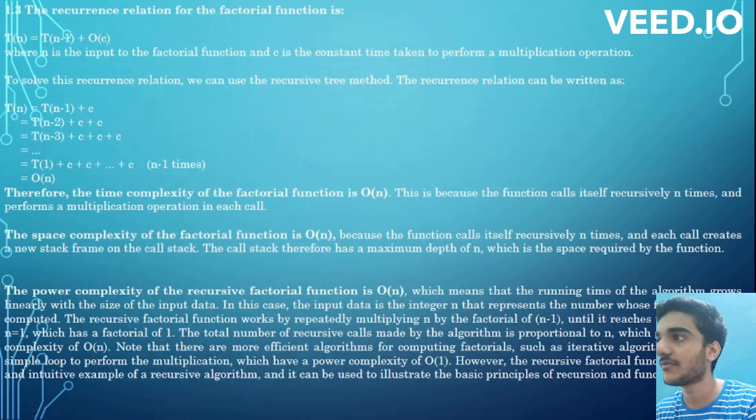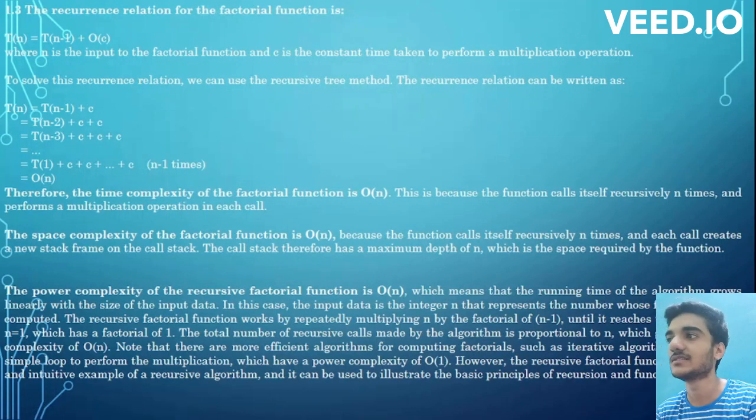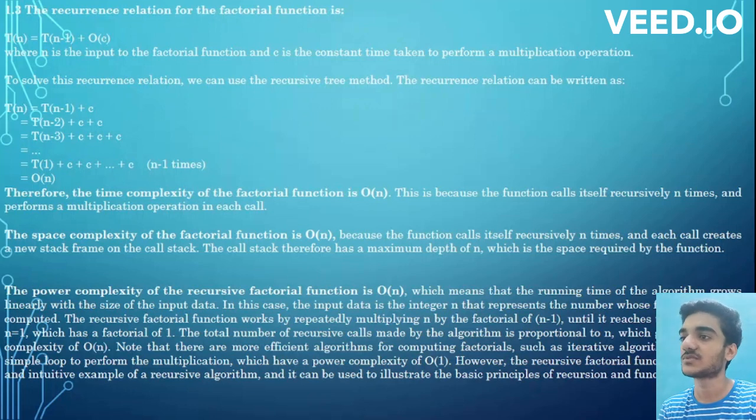The recurrence relation for the factorial function is T(n) equal to T(n minus 1) plus O(C), where n is the input of the factorial function. To solve this recurrence relation, we can use the recursion tree method, which will give us the time complexity big O of n. The space complexity will be O(n) because the function calls itself recursively n times, and each call creates a new stack frame on the call stack, and the power complexity of the recursive function is O(n).